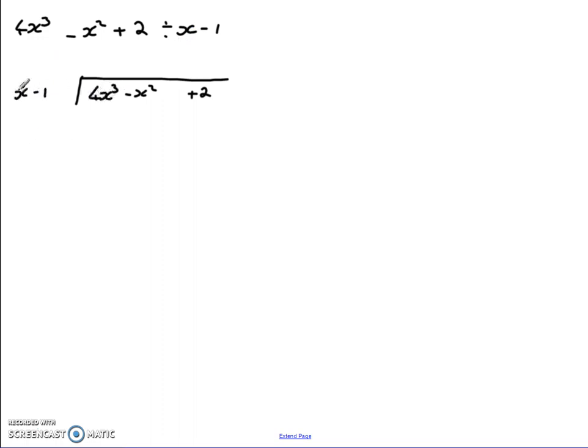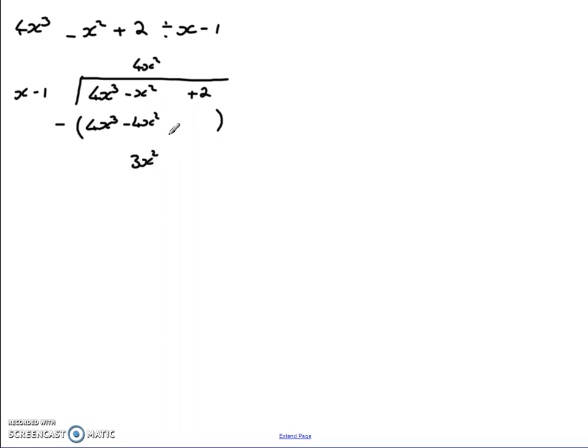If I do 4x cubed divided by x, what do I get? Well, 4x cubed divided by x gives me 4x squared. I then do the same step again that I did before, where I take the 4x squared and multiply the whole of this. So I end up getting 4x cubed, take away 4x squared. And again, the same step comes into play now. I subtract it. 4x cubed take away 4x cubed is nothing. Negative x squared take away negative 4x squared gives me 3x squared.